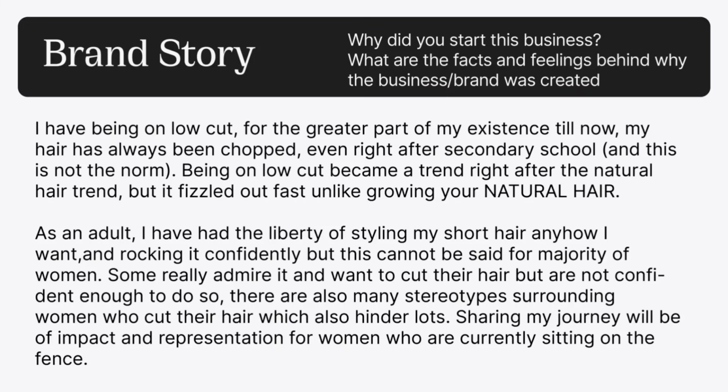So for OWAI, I've always been a low cut. For the greater part of my existence, my hair has always been chopped, even right after secondary school. Why I emphasize that is that typically in Nigeria, after secondary school, and that is high school for those outside the country, your hair is usually chopped. For some people, you're always on low cut. But once you graduate secondary school, you always have to make your hair because you are going to the university, you have to look good and all of that stuff.